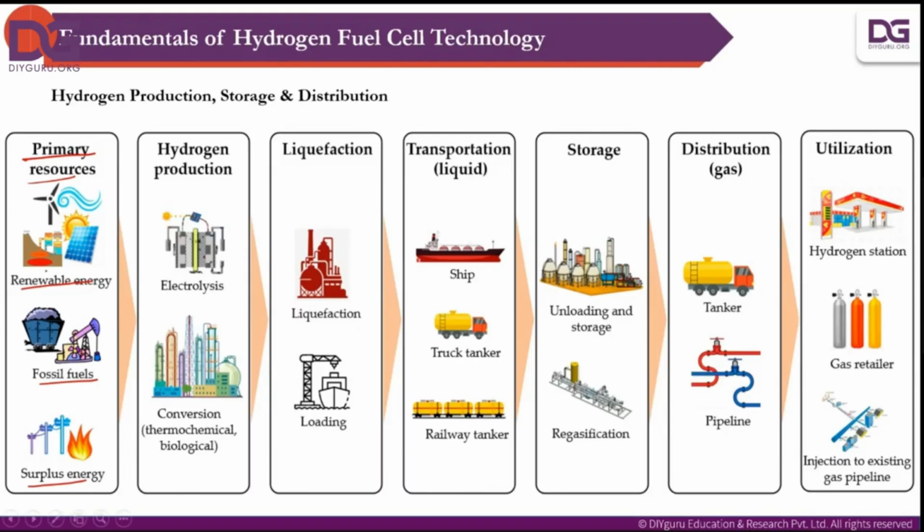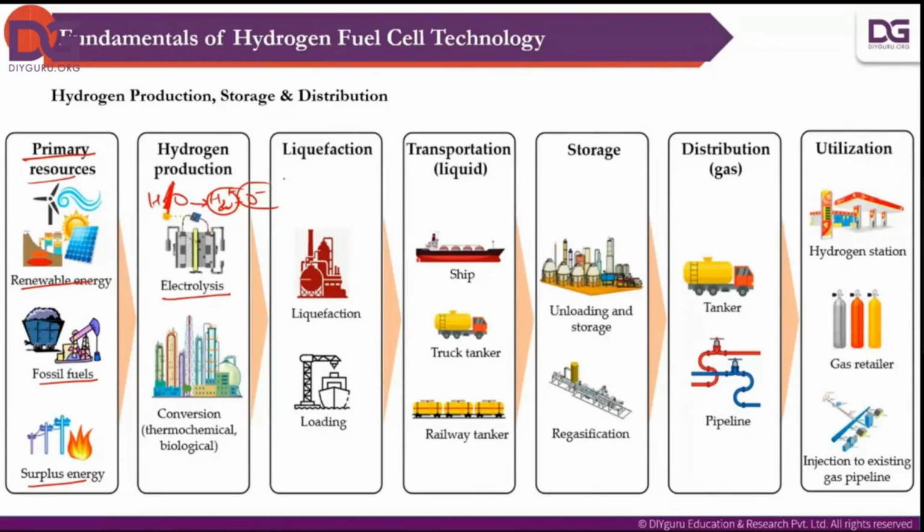This is also related to renewable energy or fossil fuels, or, suppose, electrical energy that we are receiving, if it is in surplus, we can use that also. The first process we have seen is electrolysis. In electrolysis, we pass electric current through water, and H2O breaks into H2 plus O. The electric current that we supply is to break the bond between hydrogen and oxygen. So we have hydrogen and oxygen separate, and we release the oxygen, and only hydrogen is stored. This is the process of electrolysis.